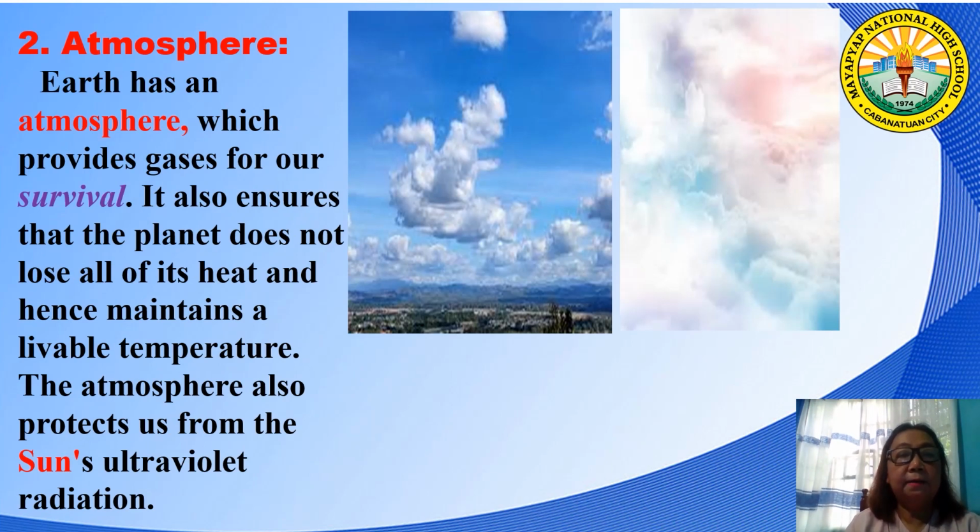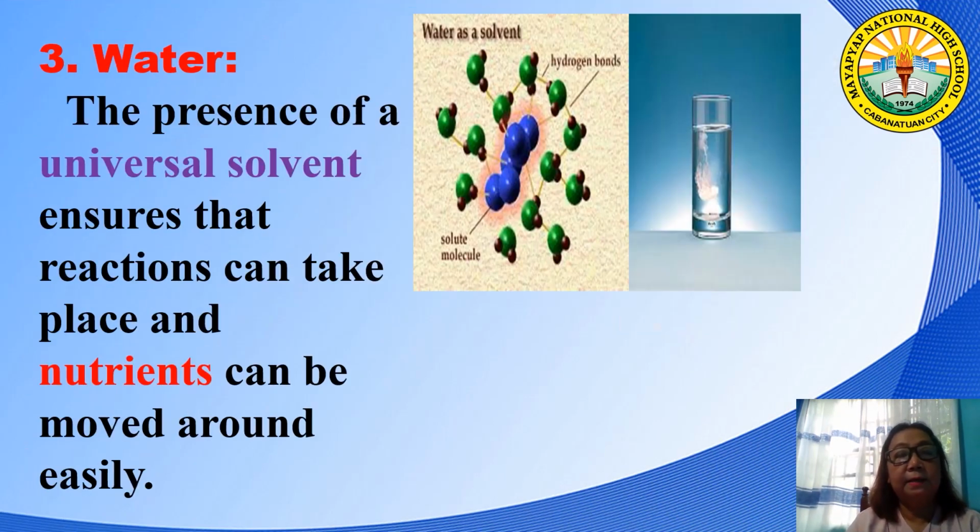The second is the atmosphere. Earth has an atmosphere which provides gases for our survival. It also ensures that the planet does not lose all of its heat and hence maintains a livable temperature. The atmosphere also protects us from the Sun's ultraviolet radiation. Another one is water. The presence of a universal solvent ensures that reactions can take place and nutrients can be moved around easily.